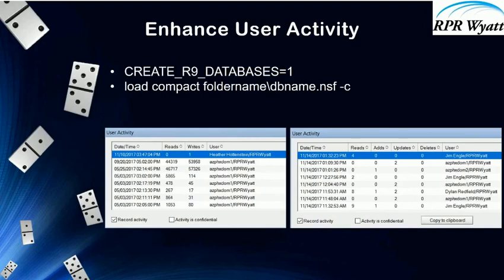Just keep in mind that for system level databases like names.nsf, statrep, admin4, etc., you do need to run the compact -C with the Domino server shut down, and you run those compact -C from a DOS command prompt line.